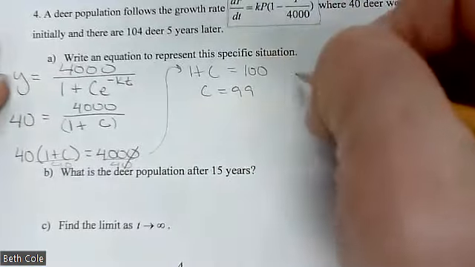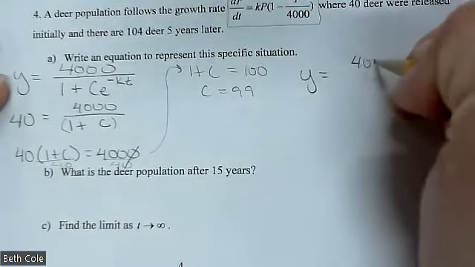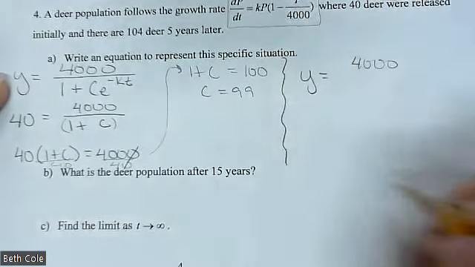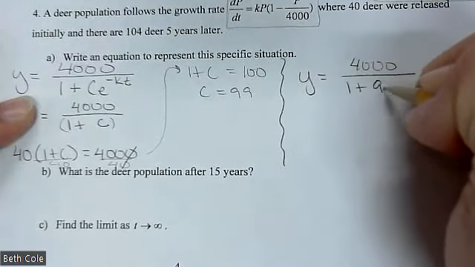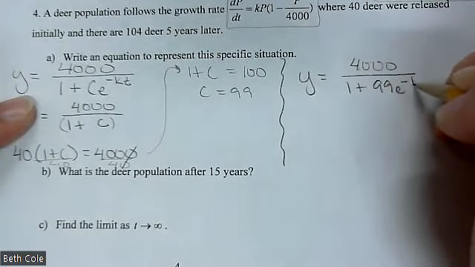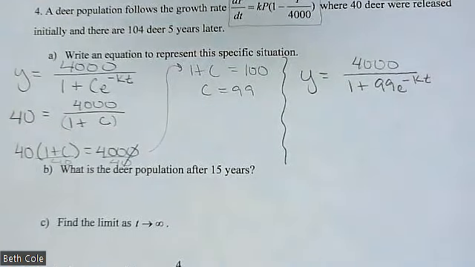Okay, so let's start back over. Y equals 4,000. I'm basically starting like a new problem here. 4,000 over 1 plus, and now I know that C is 99. The other thing we're missing is K. So go back to the problem. We have one more piece of information. What's the other thing that we know?